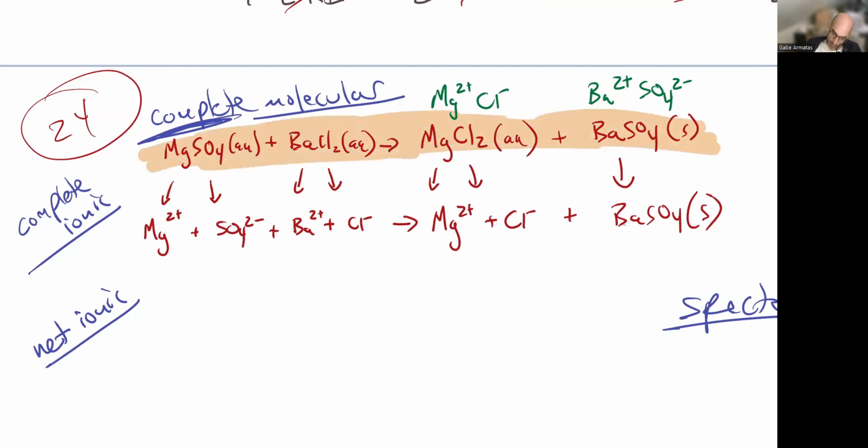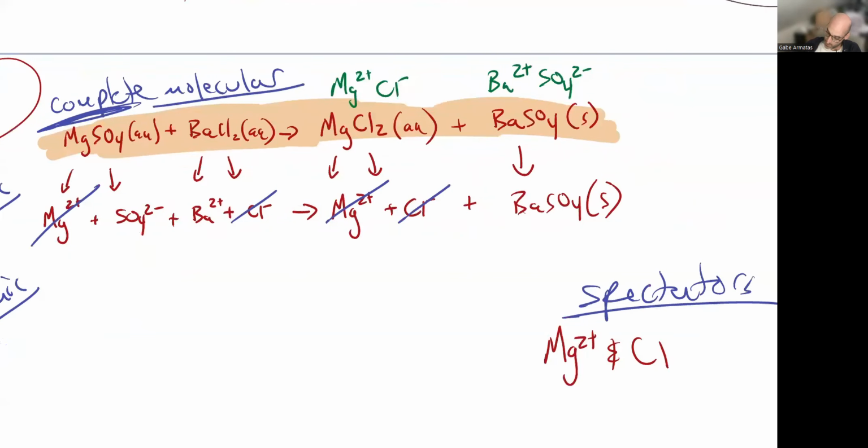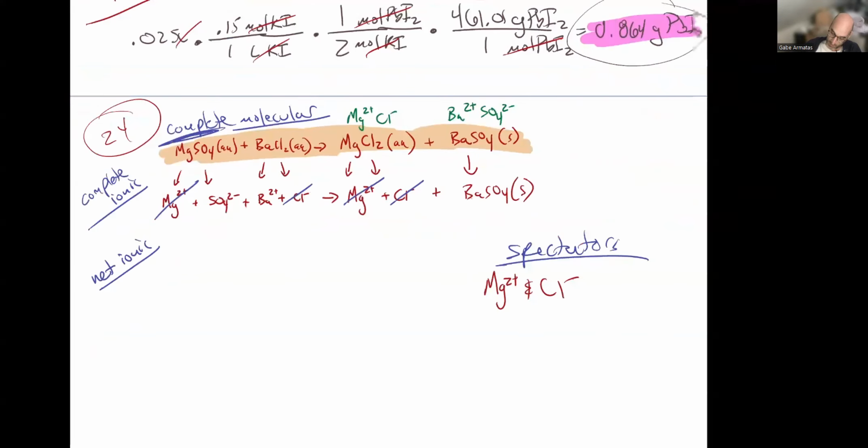But what we need to do is simply look at my complete ionic and eliminate anything that doesn't change. So in this case, magnesium is aqueous on the left and it's aqueous on the right. I'm going to eliminate it because it doesn't do anything interesting. I'm going to add it to the list of spectator ions. This is just spectating. It's just watching the reaction. It's not doing anything else. And the other one is chloride. Chloride is the other spectator, just kind of watching the reaction because it's not really doing anything interesting.